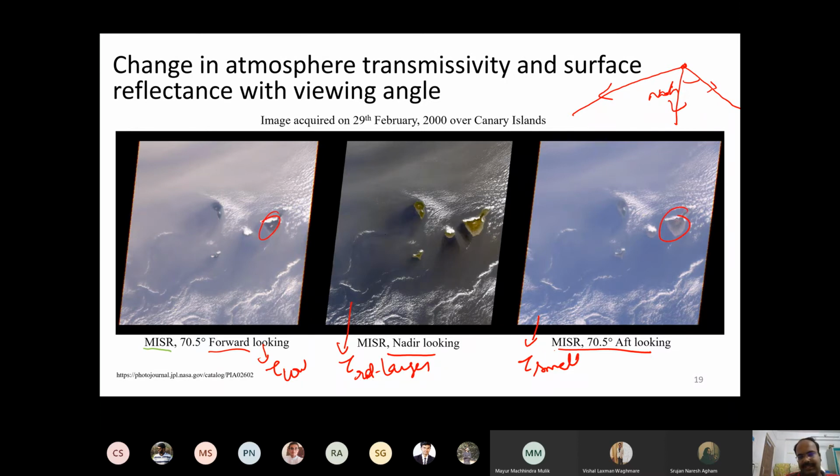So essentially, the change in view angle is going to change the effect of atmosphere and also how the surface is going to look. That's what we read as BRDF, the bidirectional reflectance distribution function. As the viewing angle changes, an object is going to look completely different. This is an example of that. Just to drive home the point, change in view angle is going to change both the effect of atmosphere and also the surface reflectance.